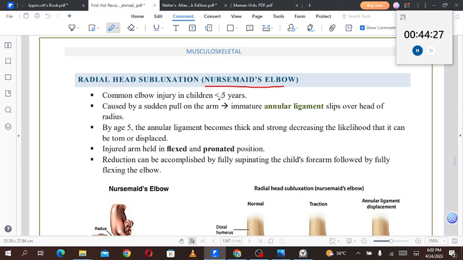It is a common elbow injury in children who are less than 5 years, caused by a sudden pull on the arm. The immature annular ligament slips over the head of the radius. By age 5, the annular ligament becomes thick and strong, decreasing the likelihood that it can be torn or displaced. The injured arm is held in the flexed and pronated position.